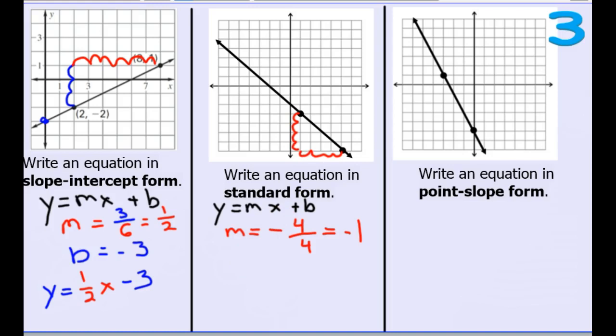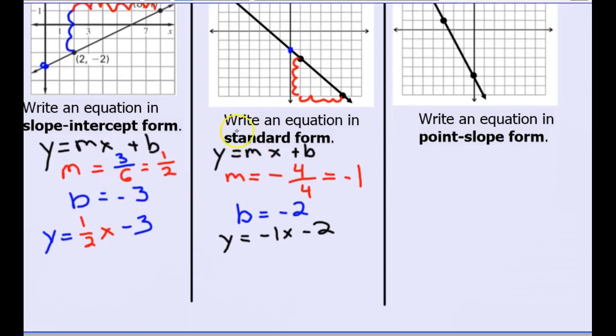Then we're looking for our b. Our b is where the line crosses the y-axis. Our line crosses the y-axis right here. That's down -1, -2. So our b is -2. So if we were to write this y equals mx plus b, we would write it y equals -1x minus 2. That's slope-intercept form.